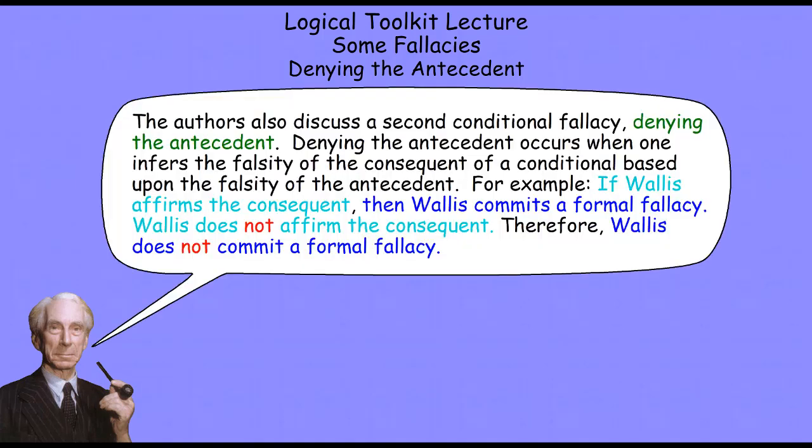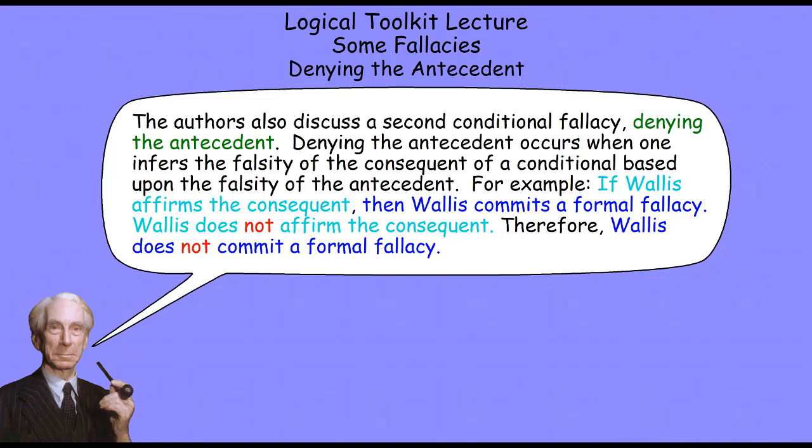What about that fallacy of denying the antecedent? Denying the antecedent occurs when one infers the falsity of the consequent, the then clause of a conditional, based upon the falsity of the antecedent, the if clause of a conditional. Remember, conditionals have a directionality: if, antecedent, then consequent. And the directionality is all about the truth of those component statements. If the antecedent is true, if you satisfy this condition, then the consequent is true. So it's all about the antecedent making the consequent, or being associated with the truth of the consequent.